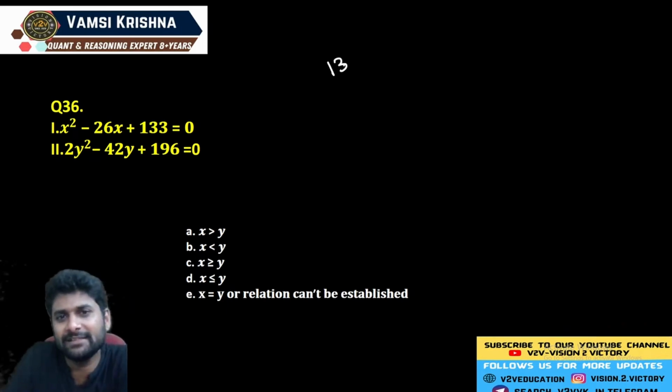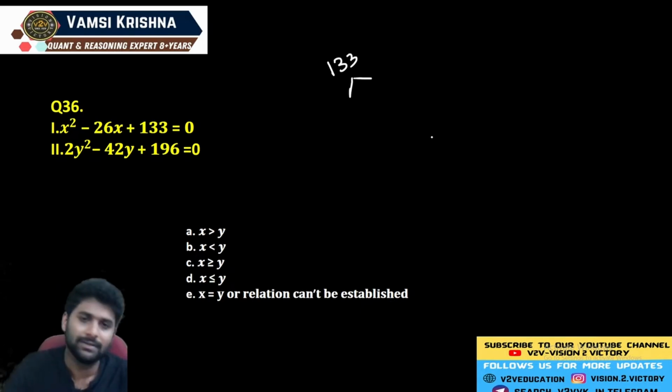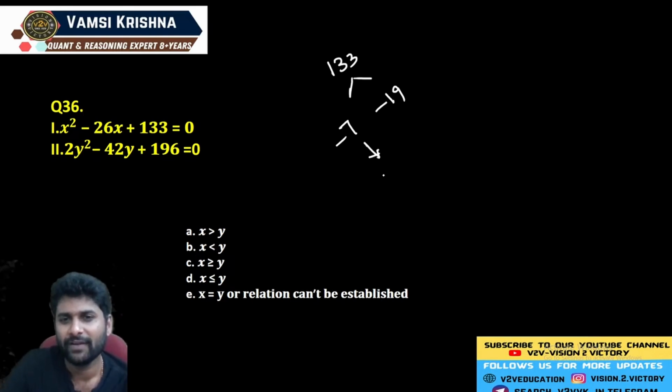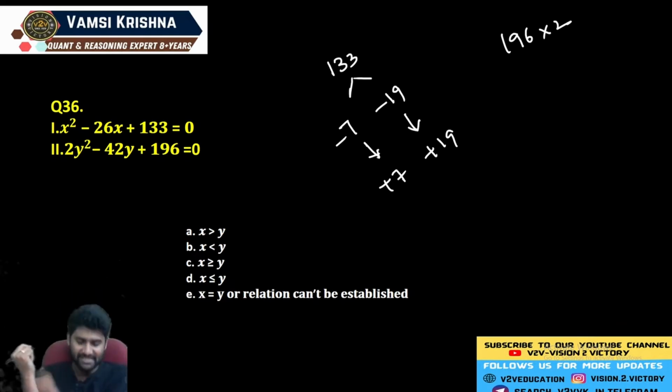Now here 133. So find the factors for 133. It's 7 and 19. Both are negative symbol. Final factors is plus 7 and plus 19. Again 196 is multiplied by 2. Split the value to identify the negative between symbol.